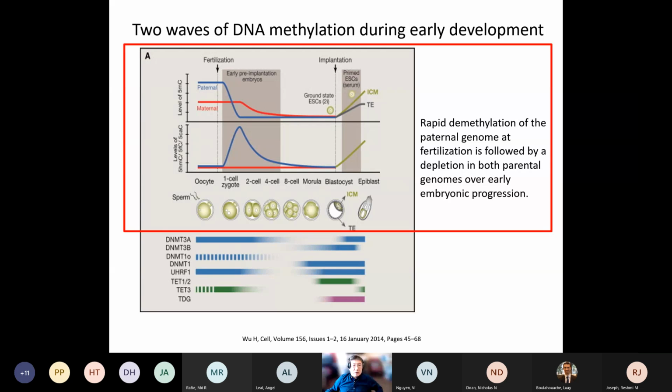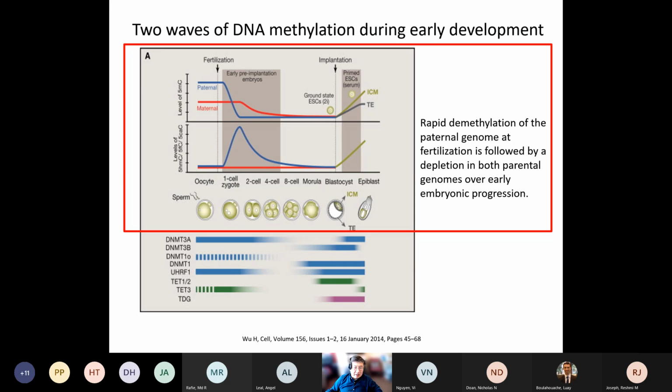So here is the so-called two waves of DNA methylation during early development. I wouldn't say two waves. I showed this earlier in our discussion of somatic cell nuclear transfer for three-person therapy of mitochondrial disease, and I show it again here. Basically, the paternal is more methylated to begin with. The sperm DNA is more methylated, while the maternal, the oocyte DNA, is less methylated to begin with.